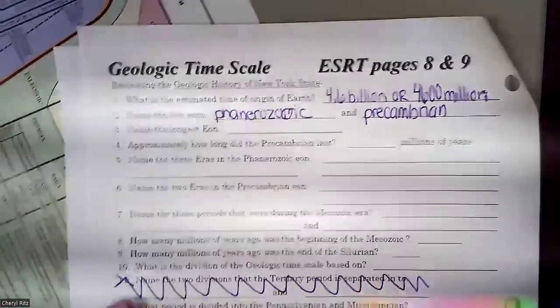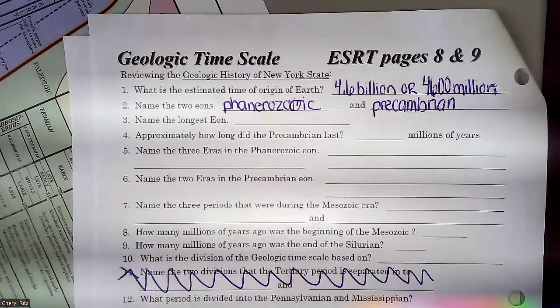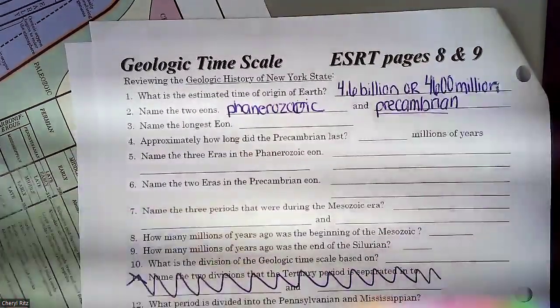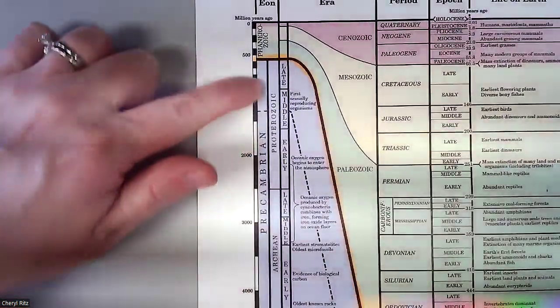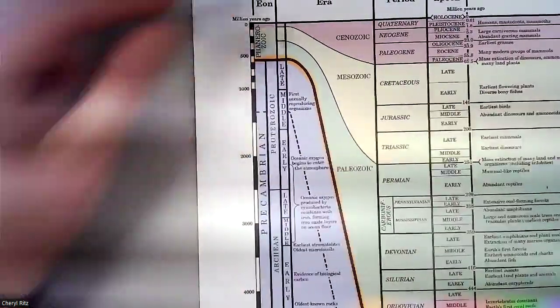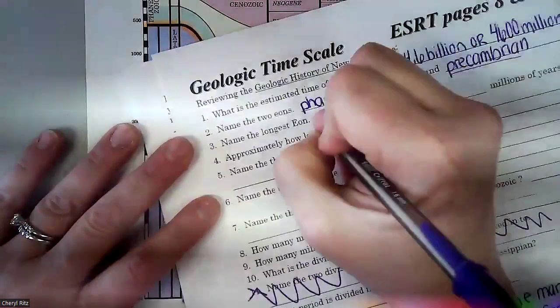So of those two, those are the two eons. Which one's the longer one? Anybody? Precambrian, that one right there. Notice, see how long it is? See how short it is? So that's the Precambrian.